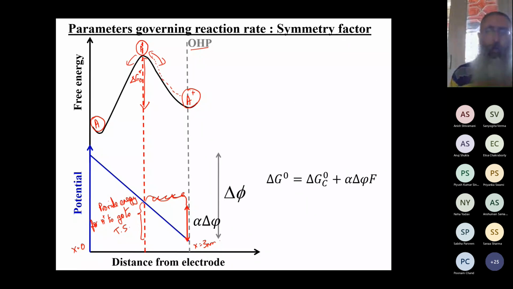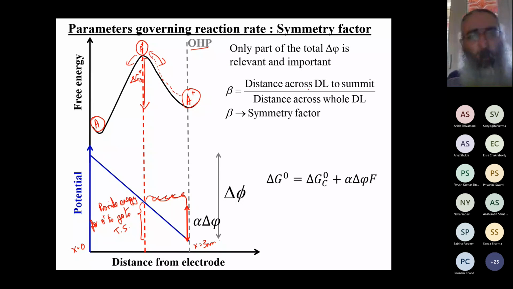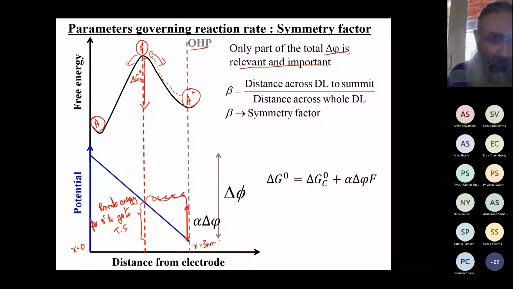Is this concept clear? Okay, so what is happening is only a part of the delta phi is relevant and important, because only that fraction of delta phi, and not the entire delta phi, is sufficient for A plus to move from the OHP till the top of the summit. Again, once it reaches the summit, we have put it in the right place. We have provided it enough energy. Now it is purely a probabilistic event whether it rolls over and forms the product or rolls back and goes to the reactant.